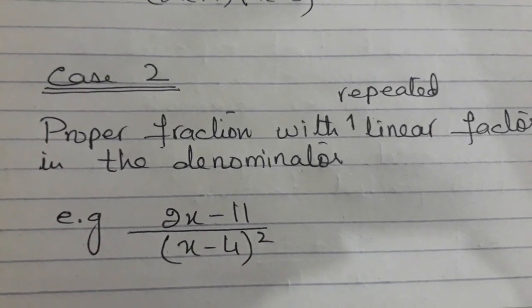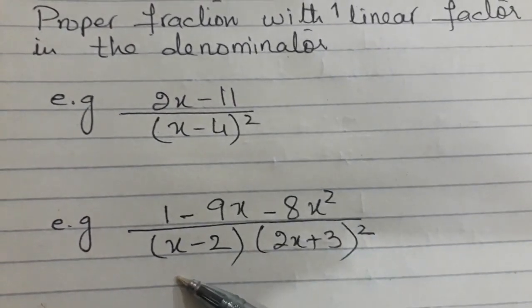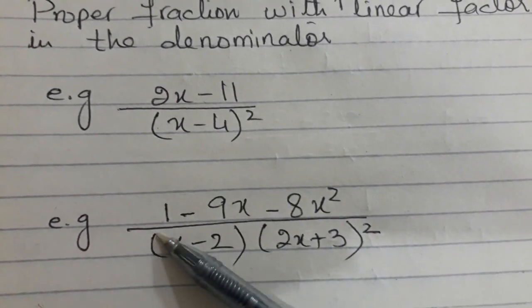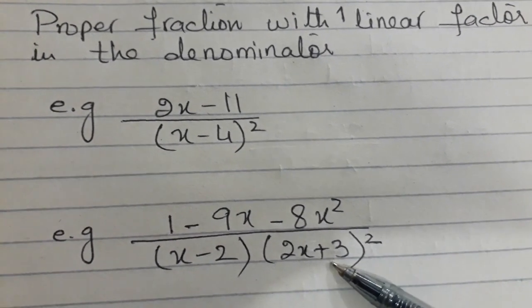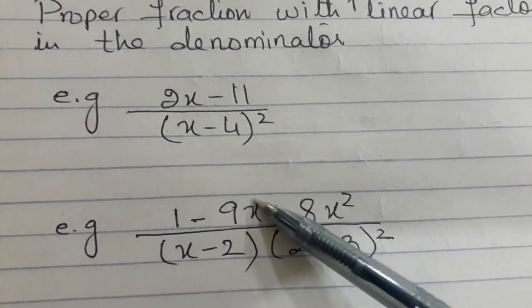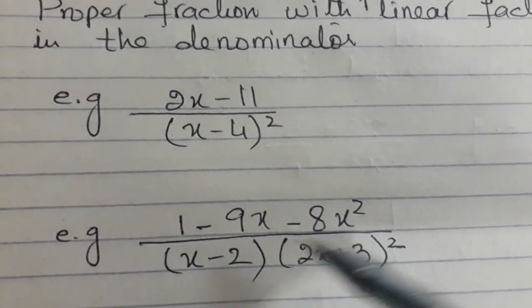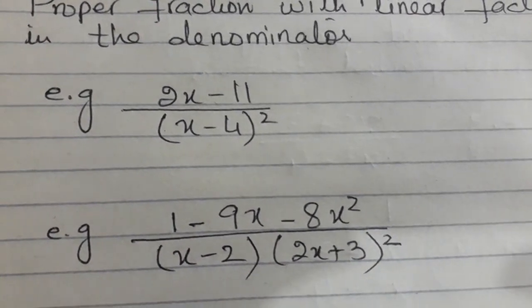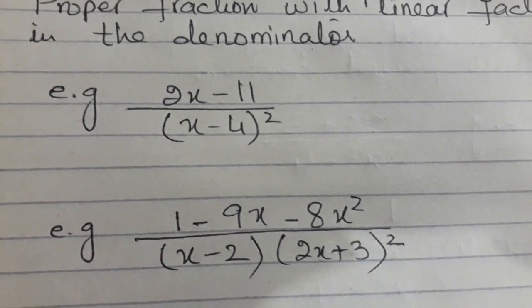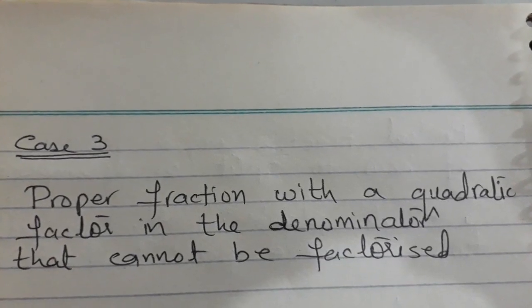Let's see the other two cases. One more example here. If you look at the second example, this is a linear factor and this is a repeated factor, right? A repeated linear factor. So in algebraic fractions, you may have in the denominator linear and repeated factors together also. How we will simplify and decompose them, we will see later. Now case number 3.